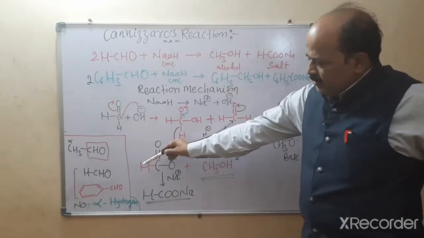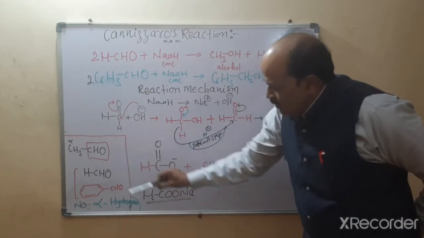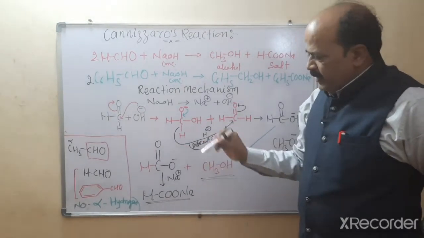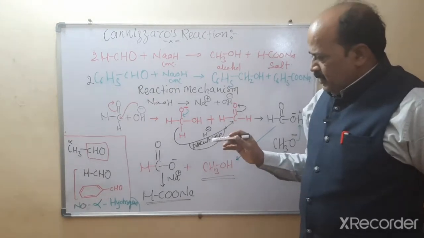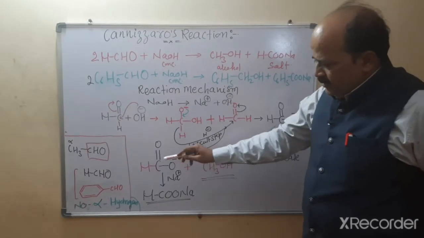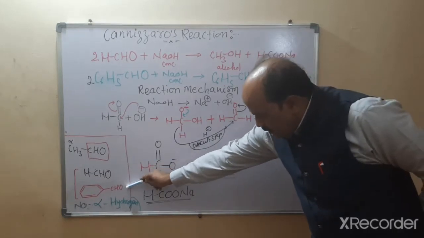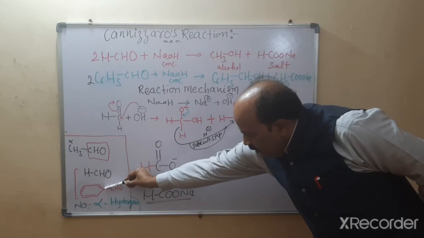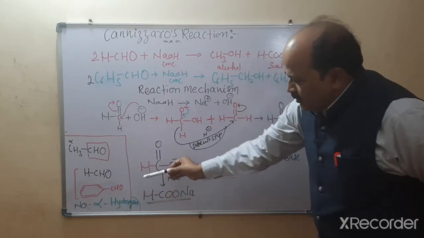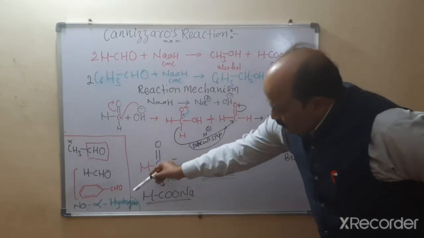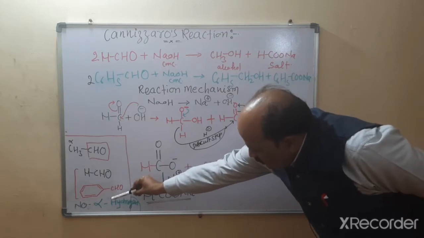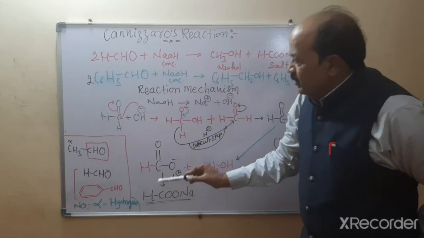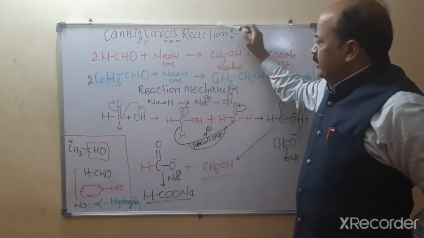Now see the second compound here, this is formaldehyde. In this compound there is no alpha carbon, so no alpha hydrogen is present. In the last, you see here, this is benzaldehyde. The CHO is attached to that carbon, and there is no hydrogen here because the hydrogen is replaced by the CHO. So see here, it is written no alpha hydrogen. Actually, this and this have no alpha hydrogen atom, so they undergo this Cannizzaro reaction.